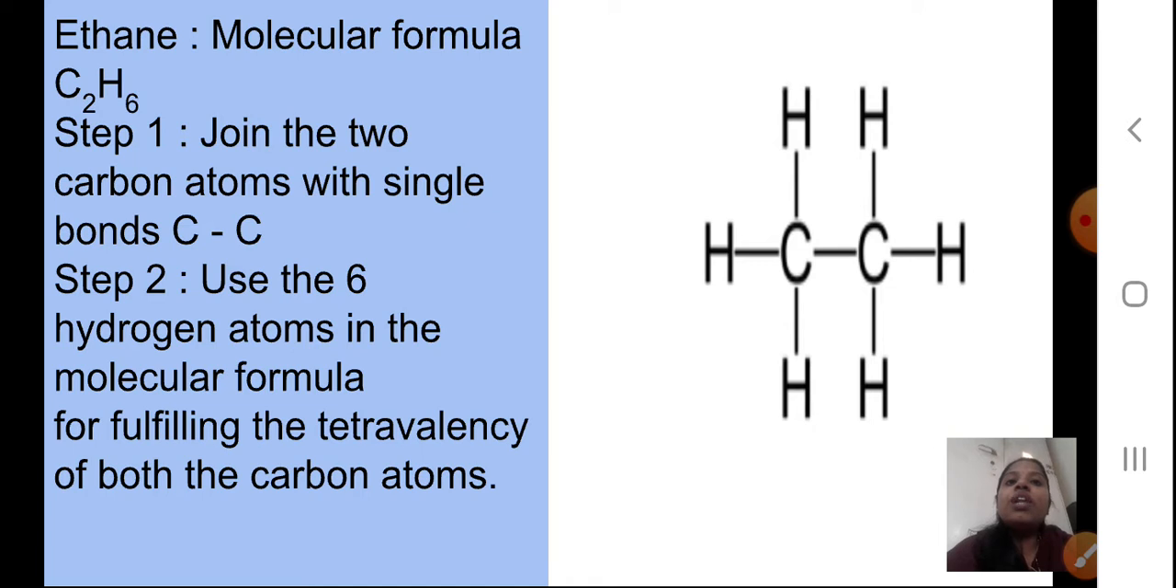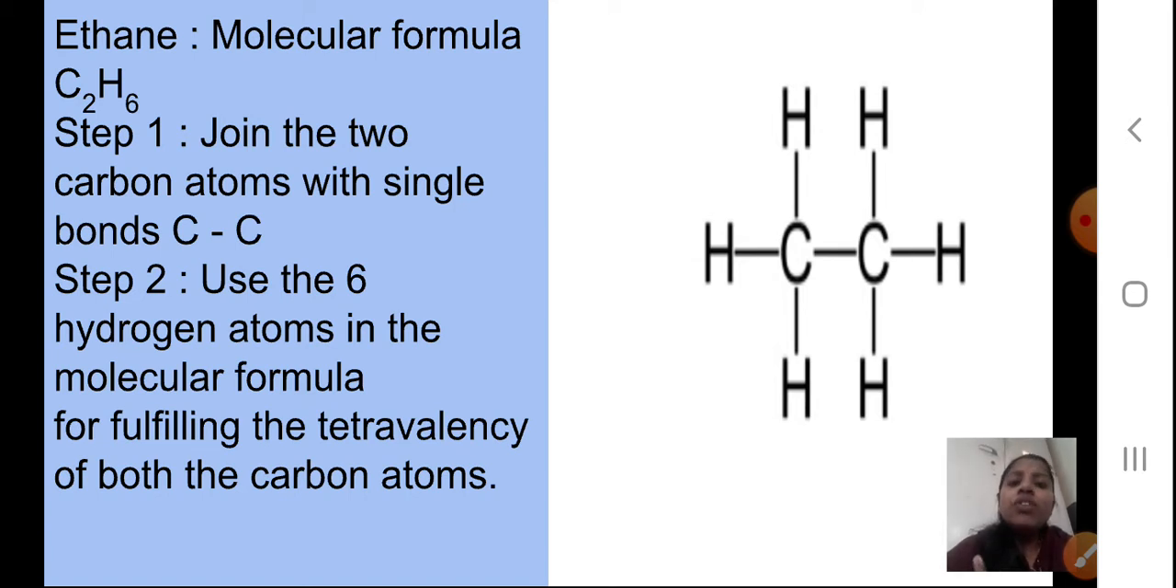So the molecular formula is C2H6. Step 1, you join the 2 carbon atoms with a single bond, C dash C. Why I said this is the first one, because in methane you have only 1 carbon atom, where you can see how hydrogen atoms fulfill the tetravalency of carbon. But after methane, in all these hydrocarbons there is bonding between the 2 carbon atoms.